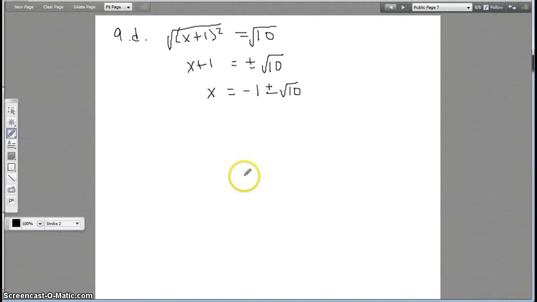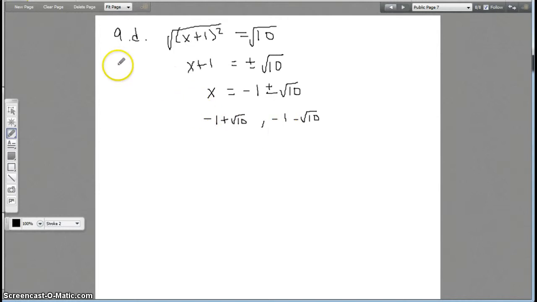And I'm fine with stopping here for your answer, or you can go ahead and write out negative 1 plus the square root of 10 and negative 1 minus the square root of 10. So you can leave it in plus or minus form, or you can write out your two separate answers. Please do not punch square root 10 into your calculator and give me a decimal answer. I don't want a decimal answer for this. Go ahead and give me your answer in radical form. Don't give a decimal answer unless the problem actually says to give a decimal answer.